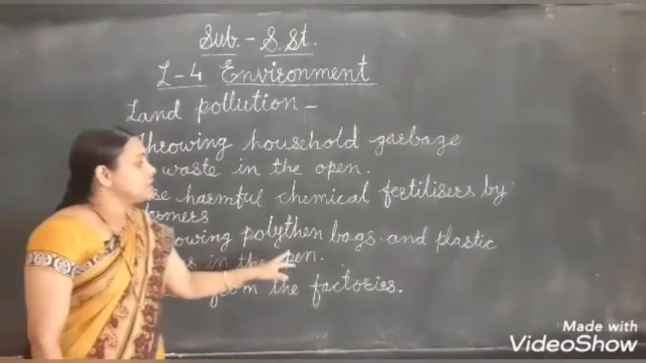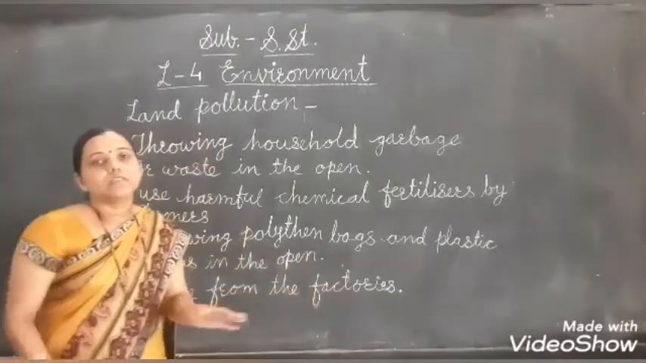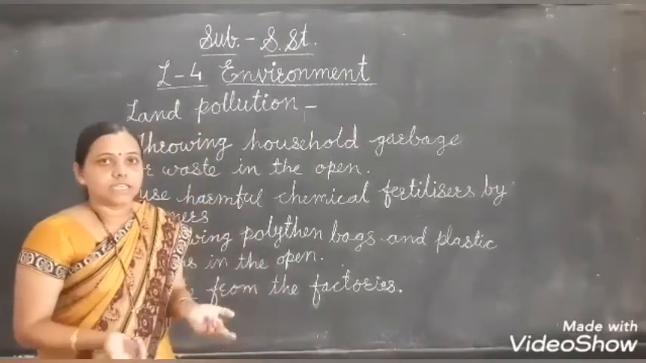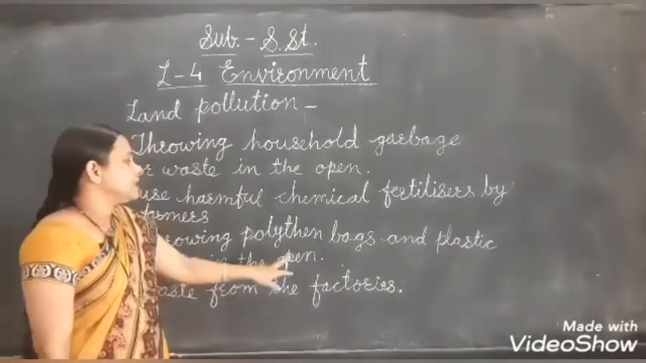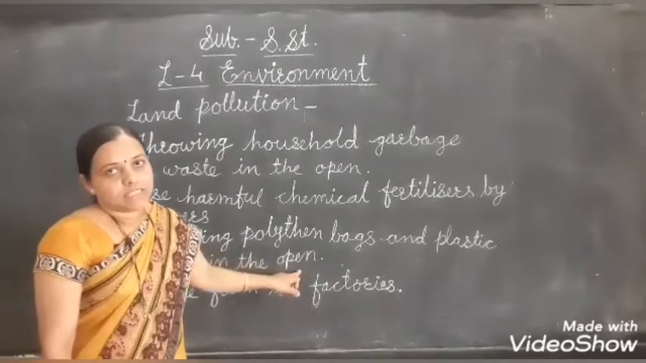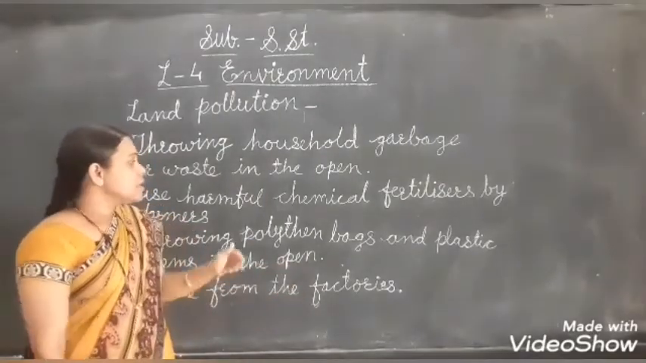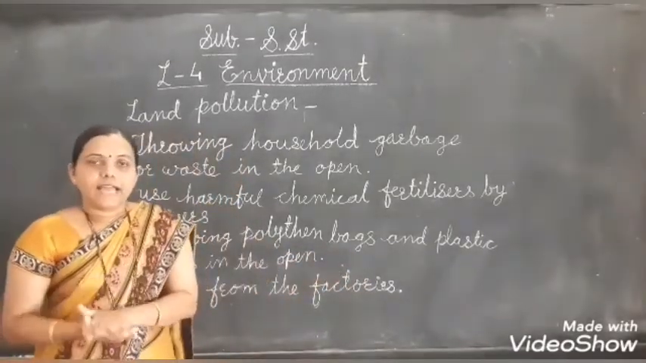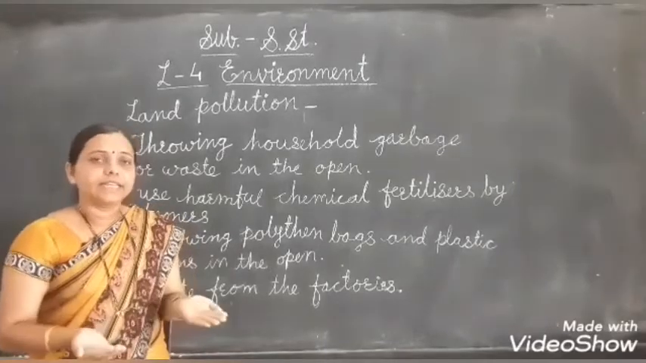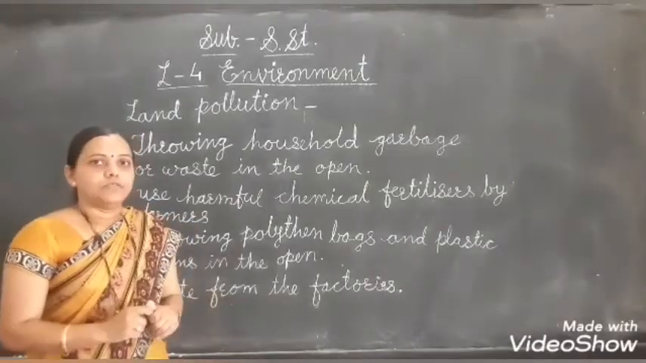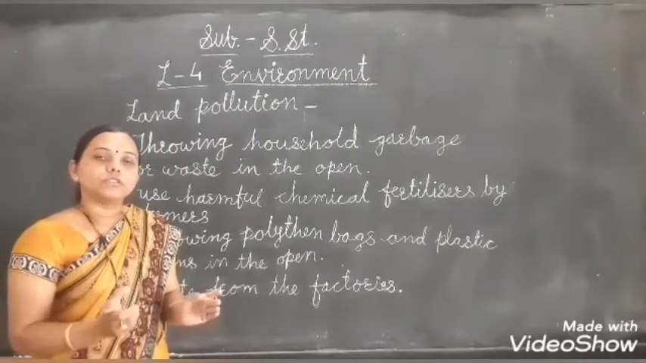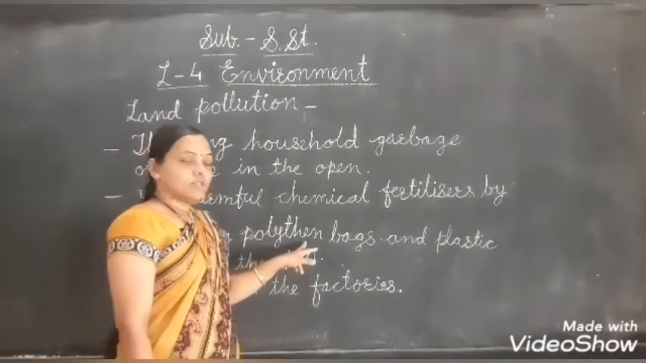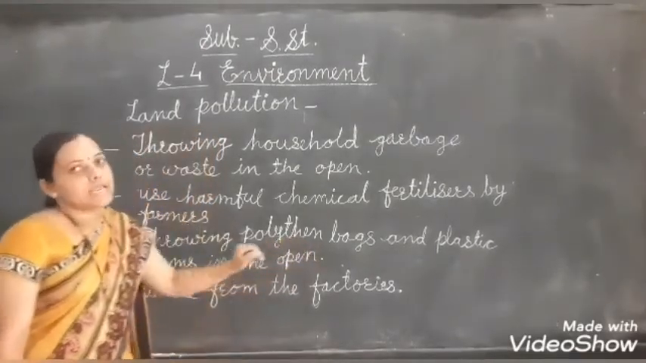So these polythene bags and plastic items remain in our land for so many years, and they do not decay, so our land gets polluted by those polythene bags. And because these polythene bags and plastic items remain in our land, it gets less fertile. We cannot grow crops on such soil. So you can reduce the use of plastic items.